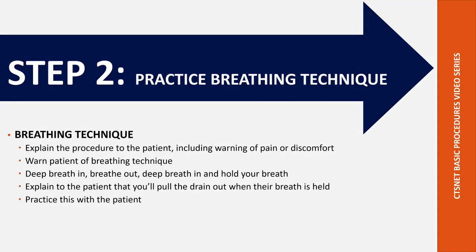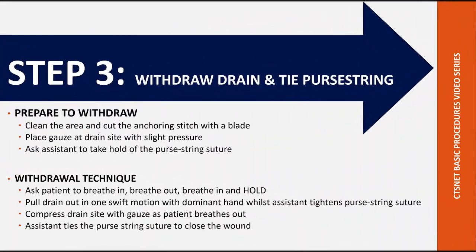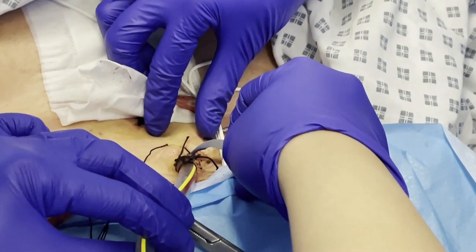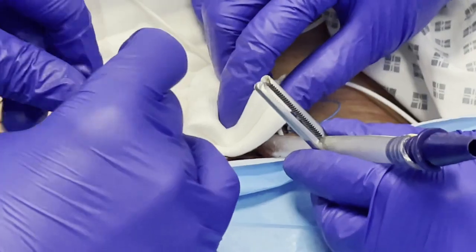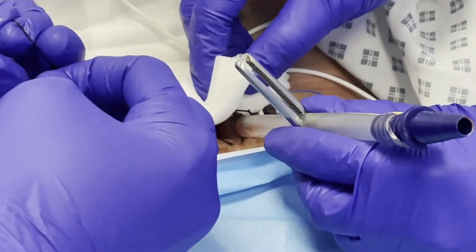Deep breath in, breathe out, deep breath in, and hold your breath. Explain that you'll pull the drain out at this point and then they can exhale. Clean the area and cut the anchoring stitch with a blade. Place gauze at the drain site with slight pressure whilst your assistant takes hold of the purse string suture.